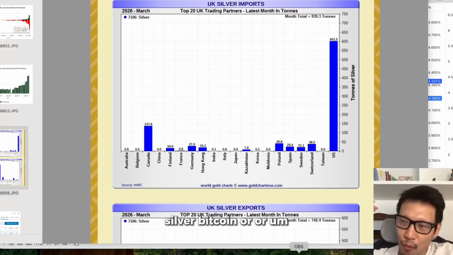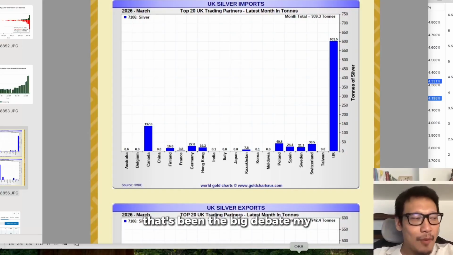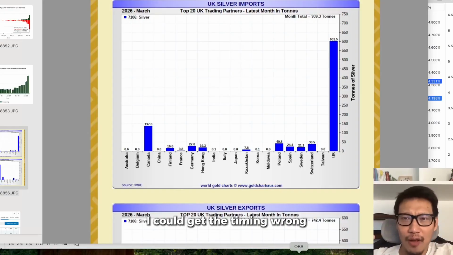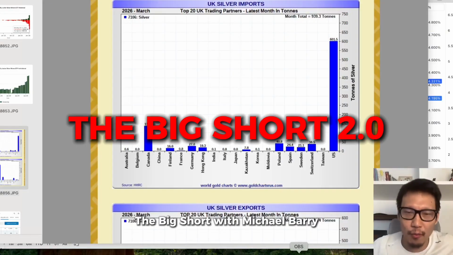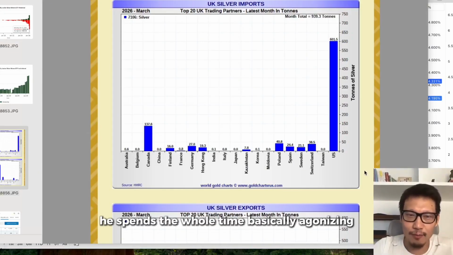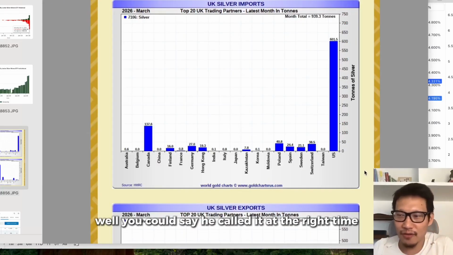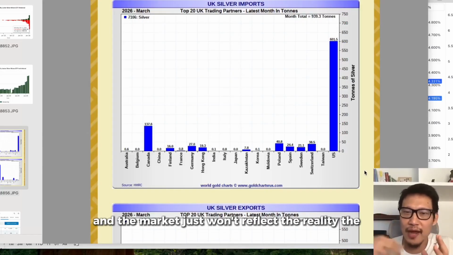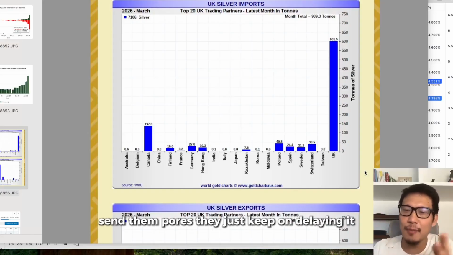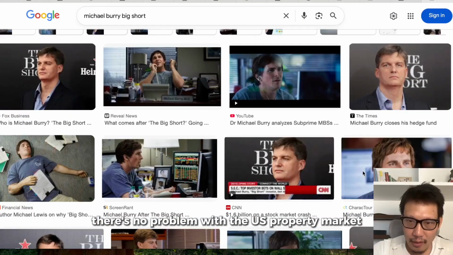Silver, Bitcoin, or gold. Which one's going to save you? That's been the big debate. My instincts are when the big collapse comes, right? I could get the timing wrong. But look, you know how in the movie The Big Short with Michael Burry, you've seen the movie, right? He spends the whole time basically agonizing because he called it too early, because he called it at the right time, and the market just won't reflect the reality. Remember the ratings agencies, Moody's and Standard & Poor's, they just keep on delaying it. They just keep on saying, oh, there's no problem with the US property market. It's the same thing here.